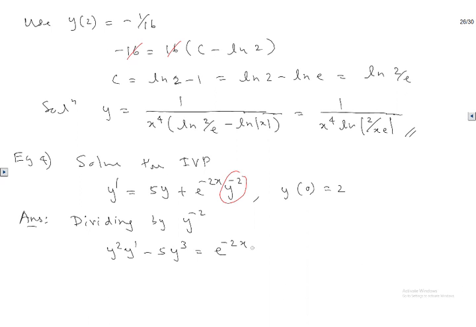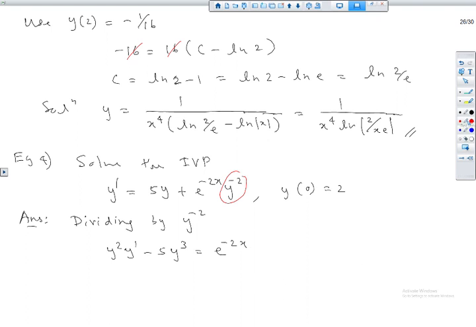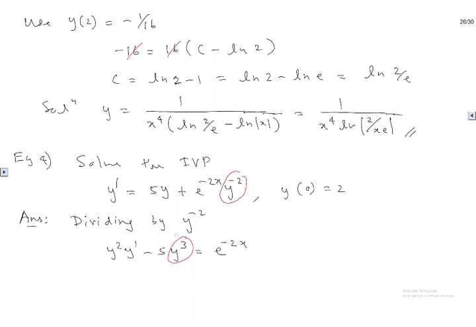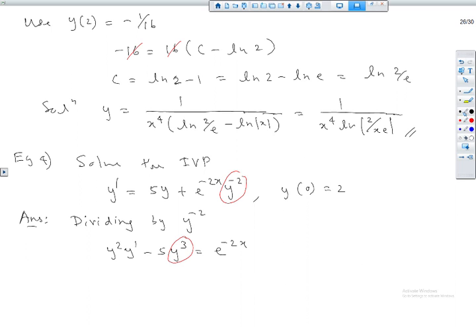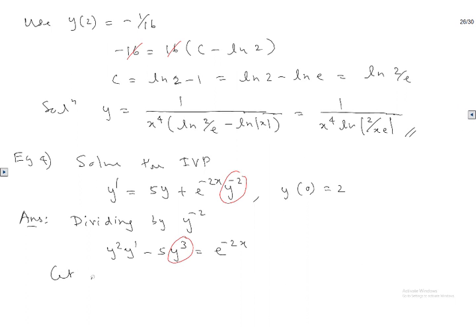Now we know what the substitution is. So the substitution is this, so we're going to pick that as v. Let v equal y cubed.